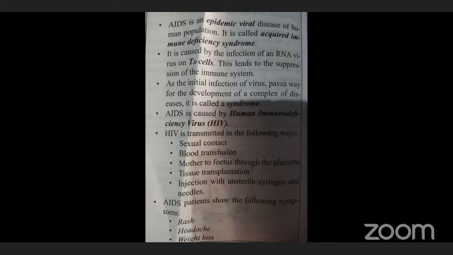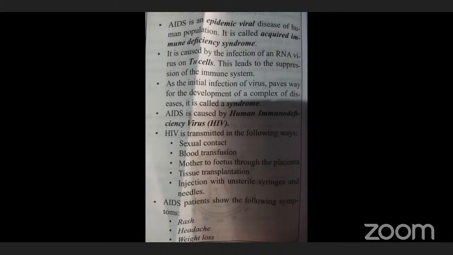AIDS is an immunodeficiency syndrome caused by infection of RNA viruses in lymphocytes, because HIV is an RNA virus. Some people think virus always means RNA, but in some viruses DNA also acts as the genetic material. Mostly RNA acts as the genetic material. DNA viruses are also available, but HIV is an RNA virus. In HIV, RNA acts as the genetic material.